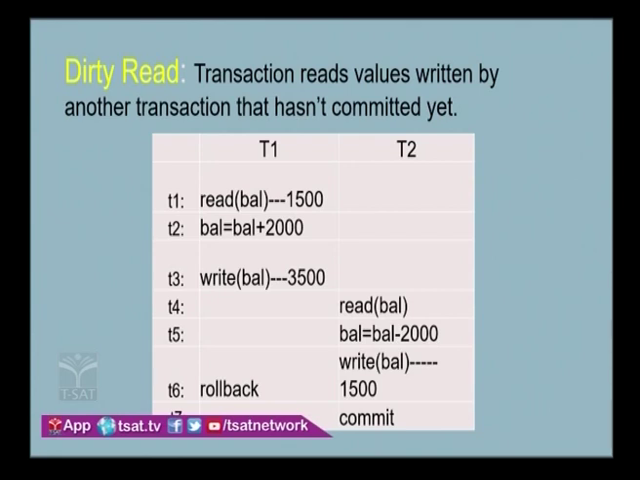But the T1 transaction, which updated the balance, is rolled back. What do we mean by rollback? All the changes it has done will be rolled back to the previous state. This is what we call a dirty read. Dirty read means the T1 transaction is not committed yet, but the changes done by it are read by the other transaction. But T1 is immediately rolled back, meaning whatever changes it has done are undone.